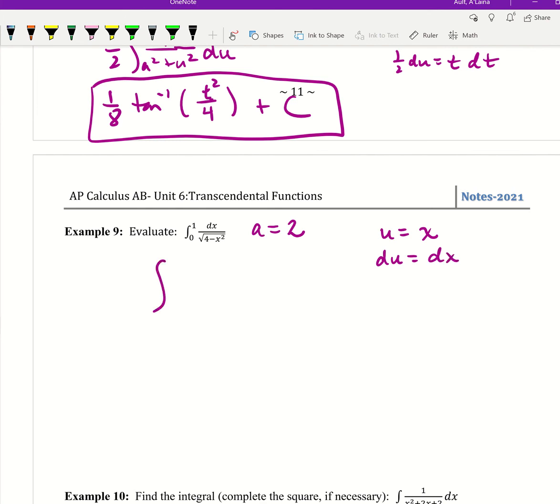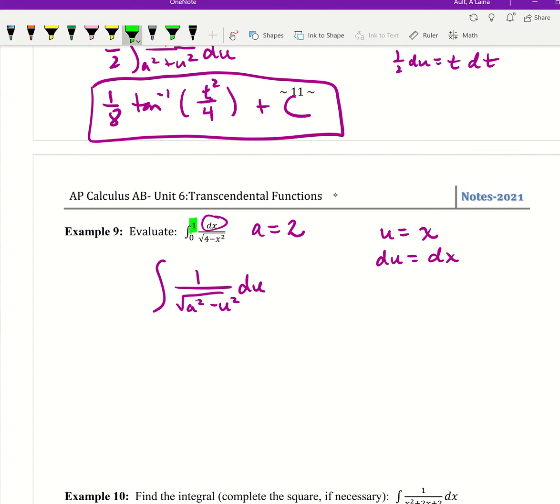I'm going to do a quick rewrite. I'm going to replace dx with du. You can put that on the numerator. I tend to like it on the side. It's up to you. And this would be 1 over the square root of a squared minus u squared. That's a match for our formula that would result in inverse sine.